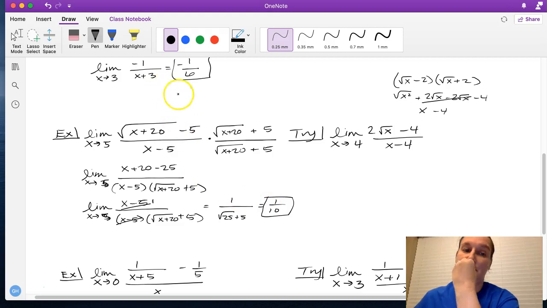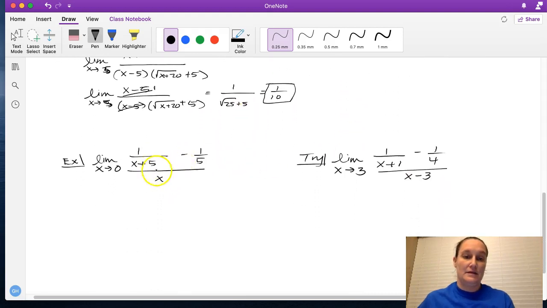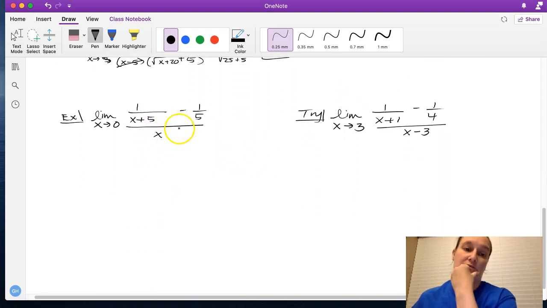I guess I was going back up to this one with the 3. So here's another one for you to try. So answer that one on Nearpod. And then the last one that we're going to do is common denominator. So this one requires the most algebra.